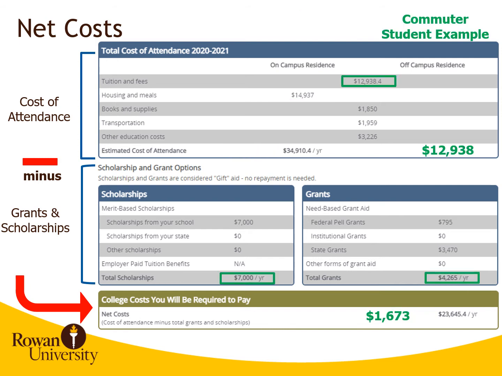This example here is similar, but this is for a student who's not living on campus, so a commuting student. Your costs, as we discussed before, will really only be the tuition and fees. So you'll take that number, subtract out any grants or scholarships you may have on your college financing plan, and that's a better estimate of what your net costs will be, of what you would need to pay in order to cover your bill for one academic year.